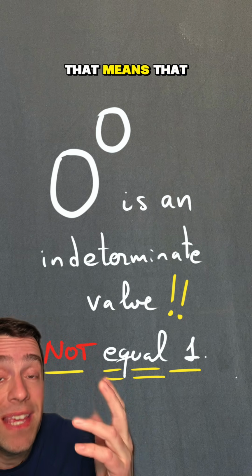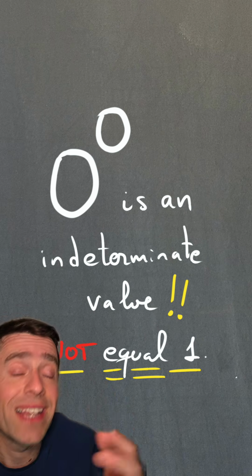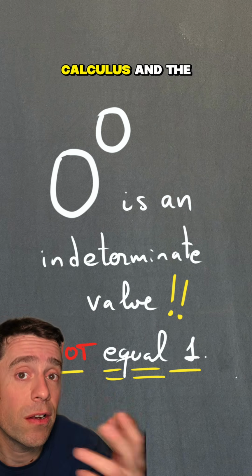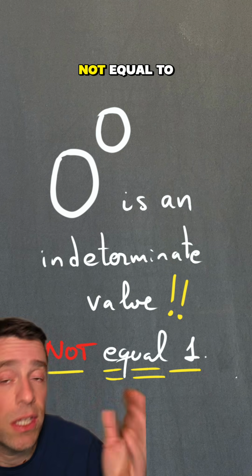And that means that the number 0 to the 0 is not equal to 1, at least from the point of view of calculus and the real numbers. It can be defined to be 1, but it is not equal to 1.